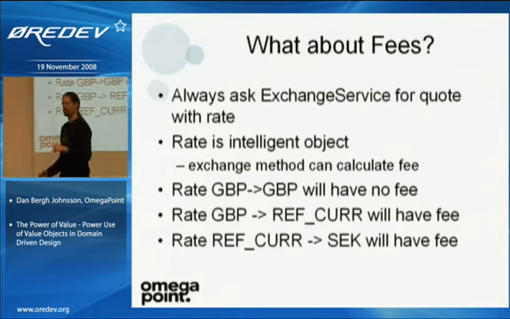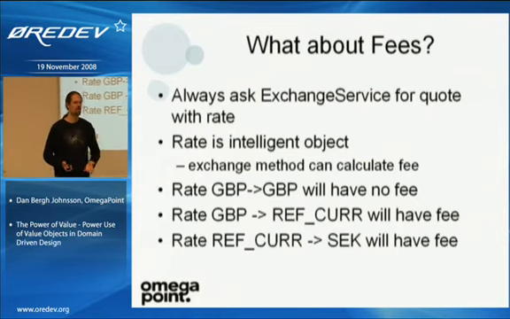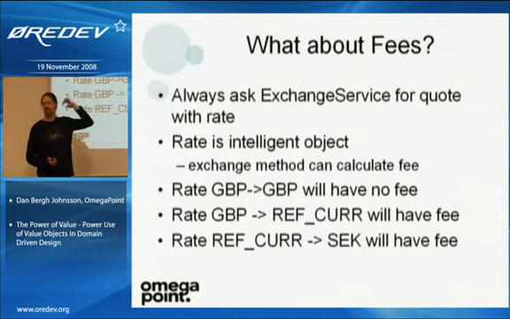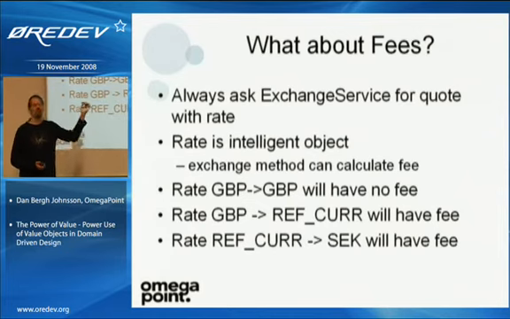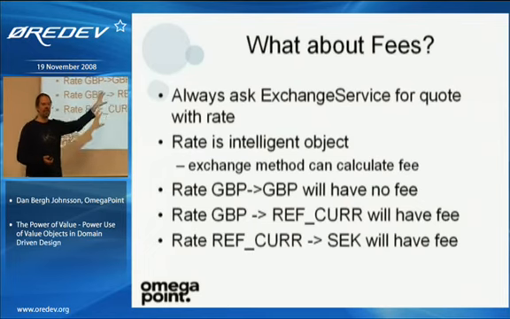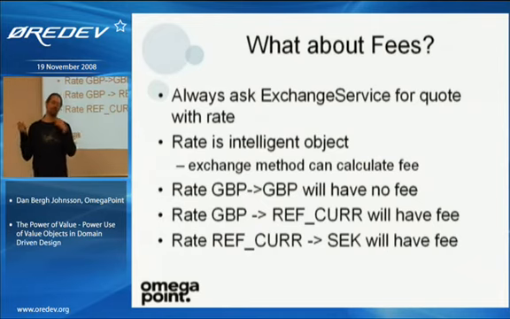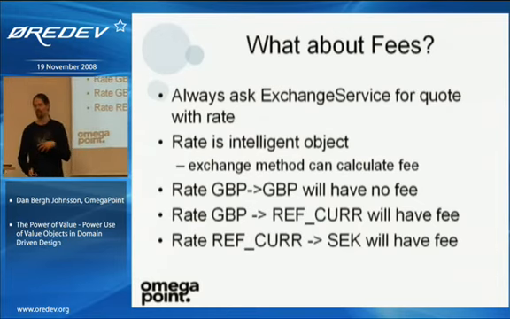For example, the handling of fees. As rate is an intelligent object, we can have the exchange method within that calculate and deduct a fee. So if we're exchanging from one currency back to the same currency, we'll deduct no fee. If we're going from Great British Pound to the reference currency, being euro, we will subtract a fee. And if going from euros to Swedish krona, we will deduct the fee.